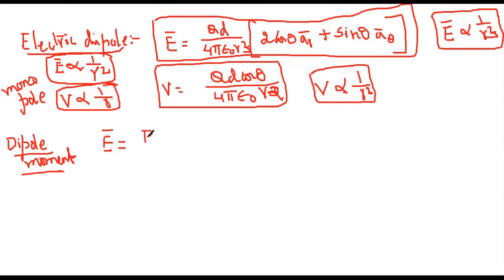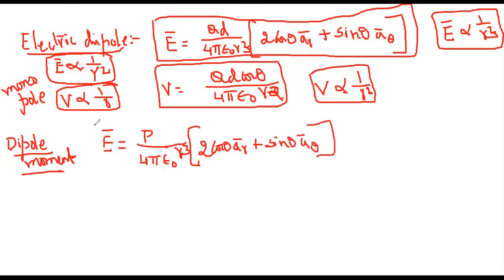So the P by the QD is equal to P by 4 pi epsilon naught R cube into 2 cos theta AR bar plus sin theta into A theta bar. Okay, this is electric dipole.